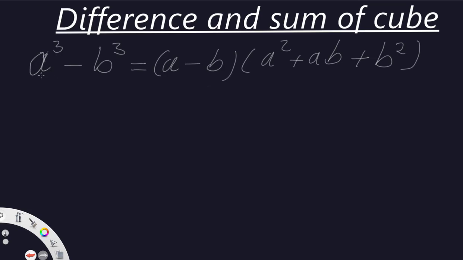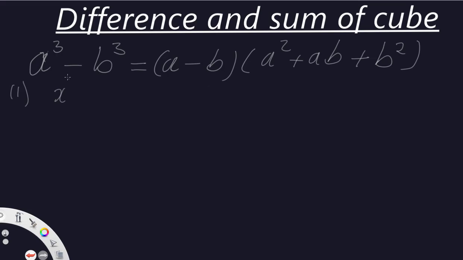So you can see here we have a cube minus b cube, okay? A to the exponent 3 minus b to the exponent 3. So how do you factorize this? You just equal to a minus b. You open a bracket, then you say a squared plus ab plus b squared. So this factorization of difference of a cube will help you in a question like this example.